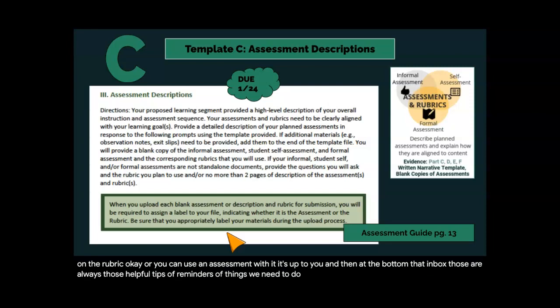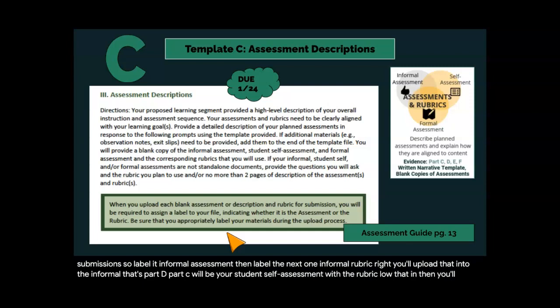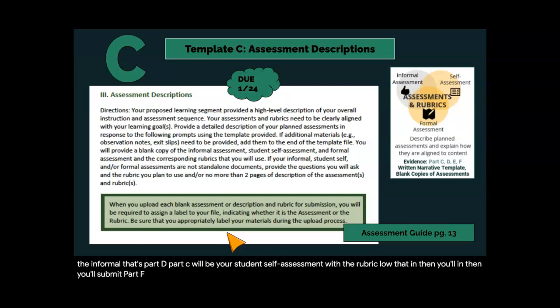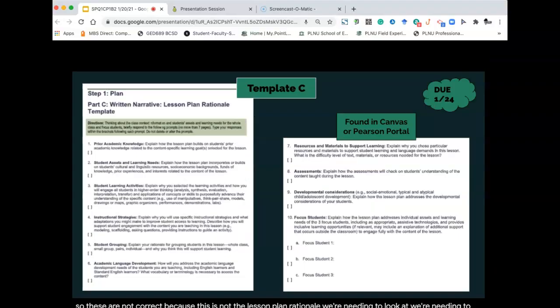And then at the bottom, that green box, those are always helpful tips and reminders of things we need to do, and they're just reminding you to label your submissions. So label it informal assessment, then label the next one informal rubric, right? You'll upload that into the informal, that's part D. Part E will be your student self-assessment with the rubric. Load that in. Then you'll submit part F, which is your formal assessment and the rubric as well. All right, so let's move forward.